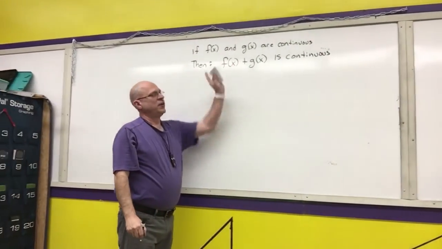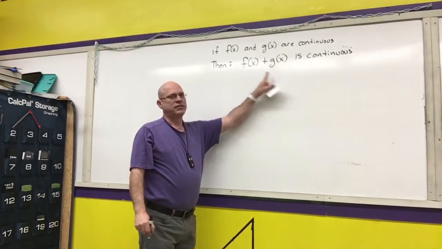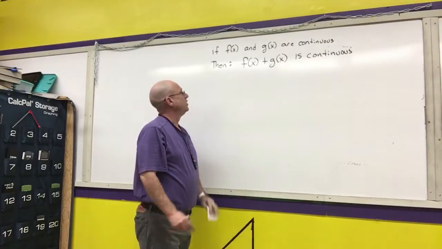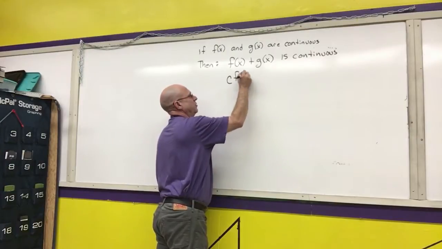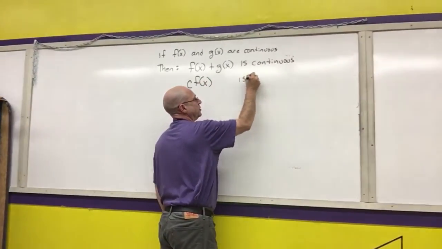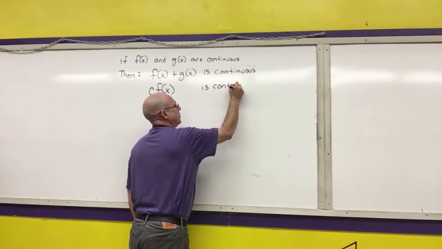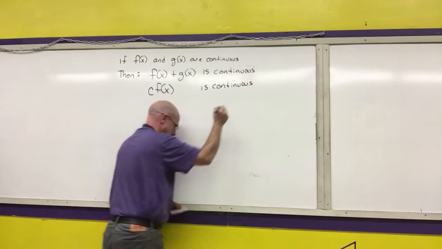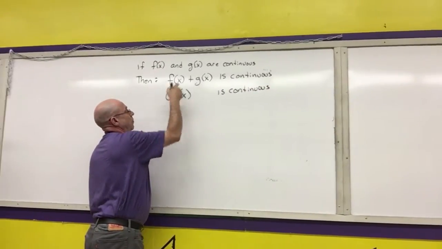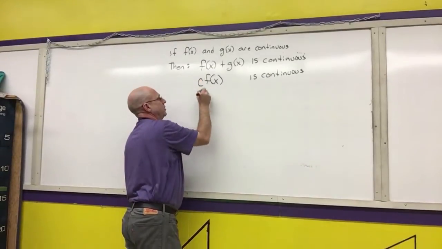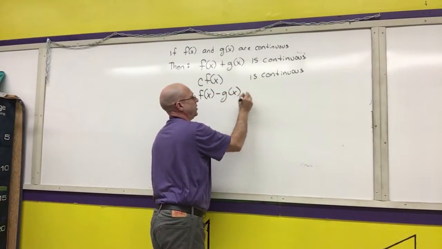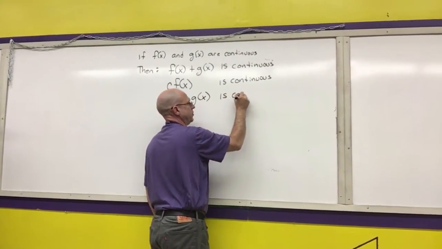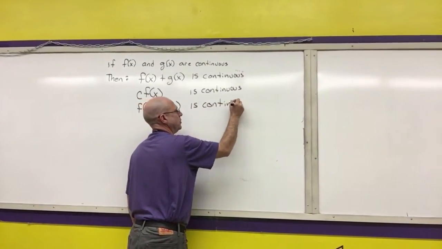So if I know both of these functions are continuous, I can tell you that the sum of both of those functions will be continuous. A constant times a continuous function is continuous. Just like the addition, the subtraction of one continuous function from another continuous function is continuous, so their difference is continuous.